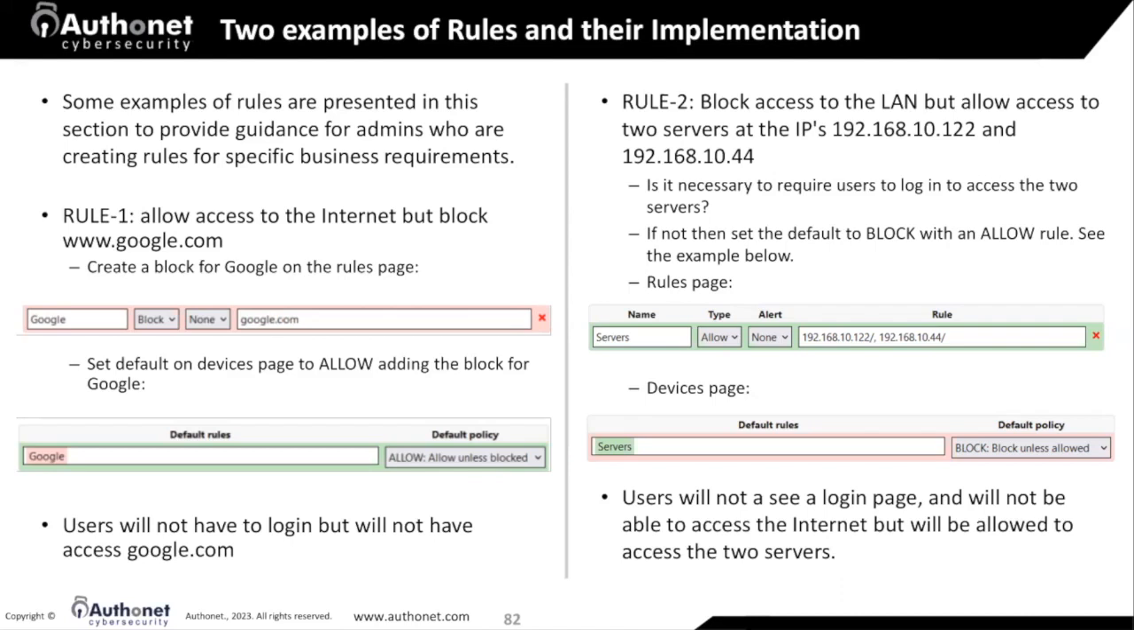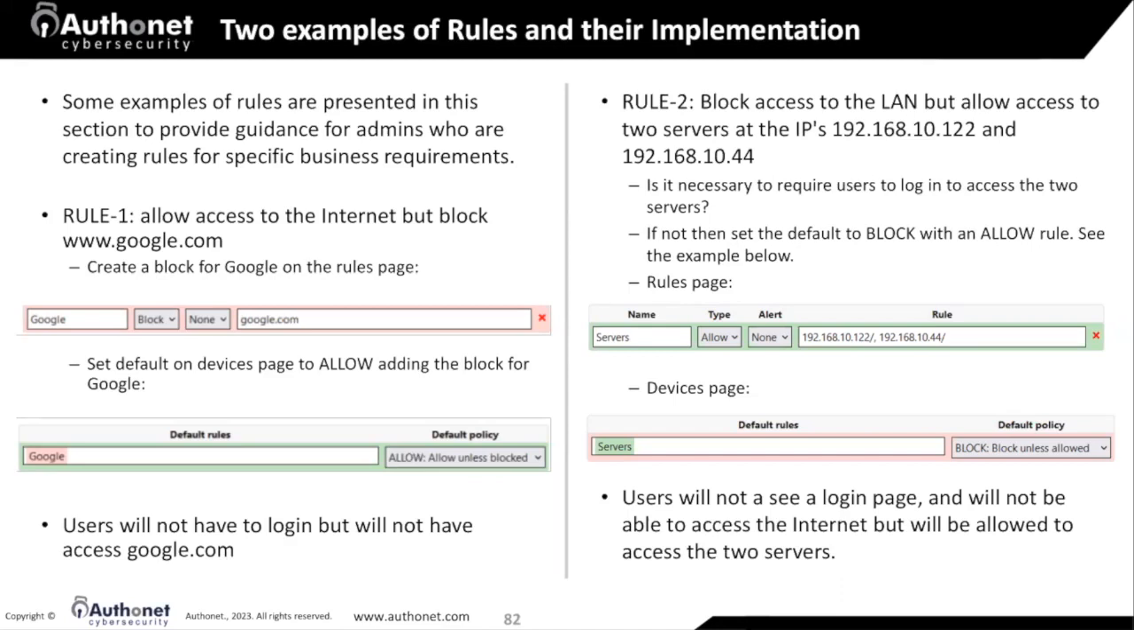And so if we then add this to our device list or our user list, we add the name Google, and then in the default policy, it's allow unless blocked. And so that would be a default rule setting. And so what that means is the internet access is allowed except blocked as specified by that rule.